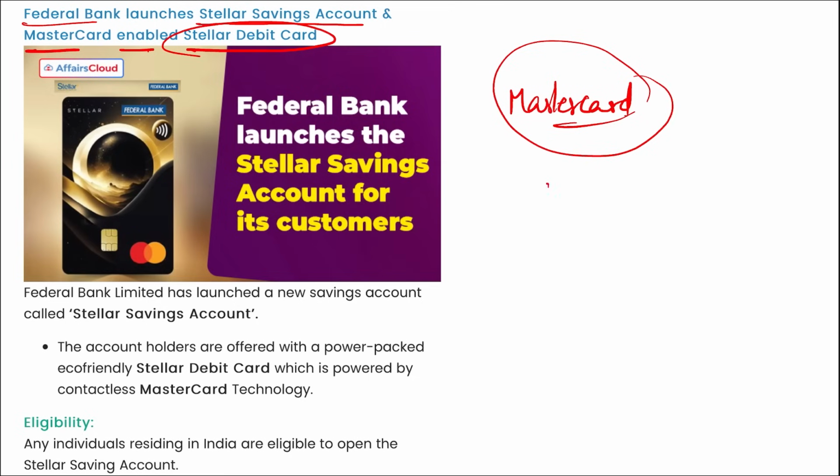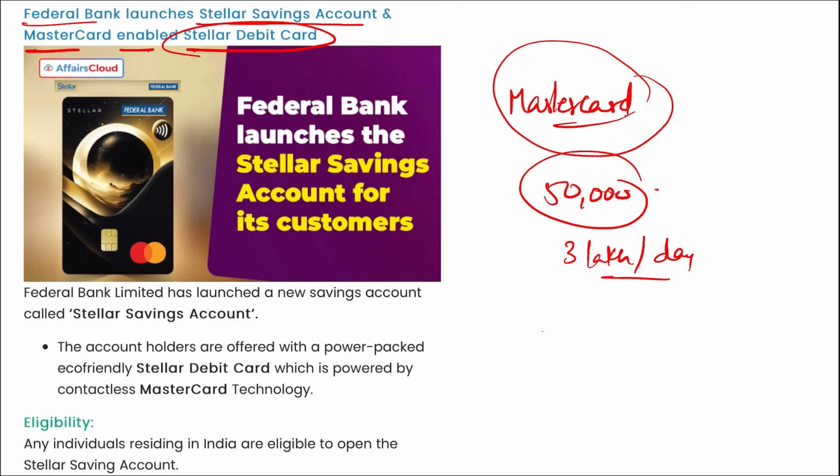If we talk about Federal Bank, who is the Chief Executive Officer and Managing Director? Shyam Srinivasan. Where is the headquarters? It is in Aluva, Kochi, Kerala, and it was established in 1931.